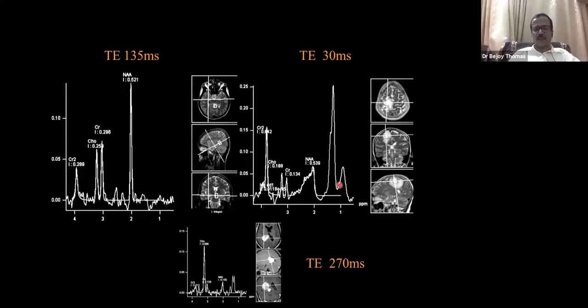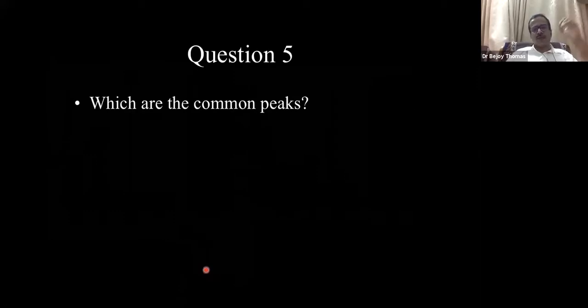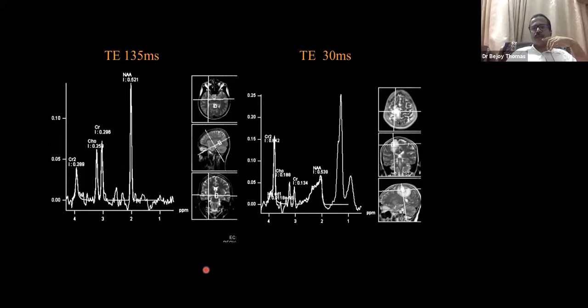So this is a 30 millisecond spectrum, and this is 135. This is intermediate T, and this is the long T. So the question is, which are the common peaks? So we will talk about the common peaks. I think I'll answer the questions at the end, because it will take away the flow from me. So if that is okay.